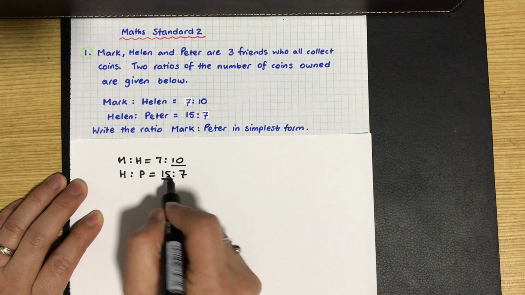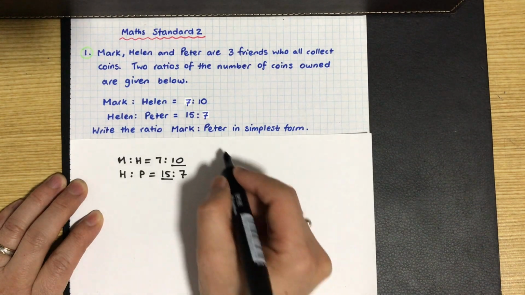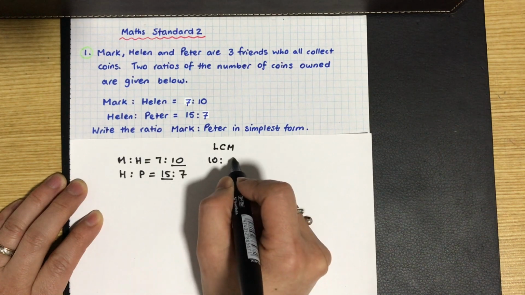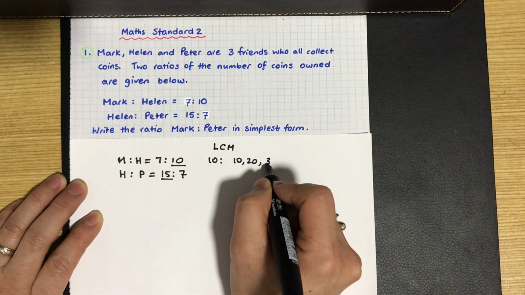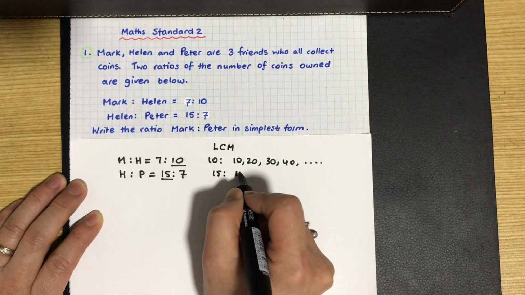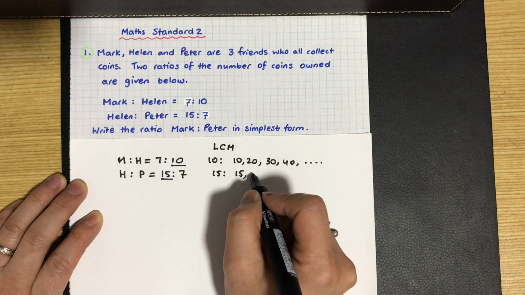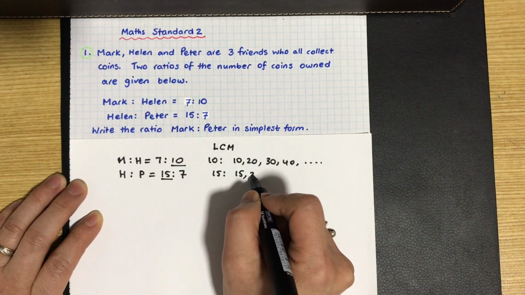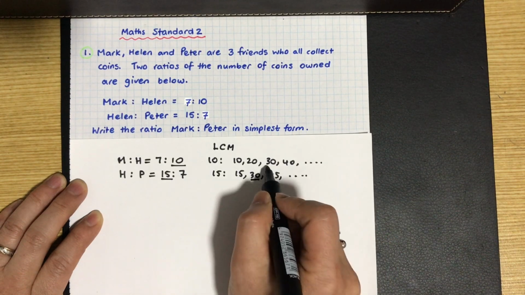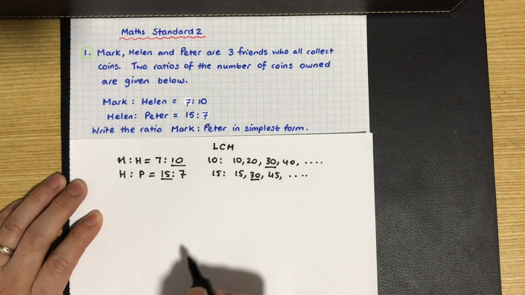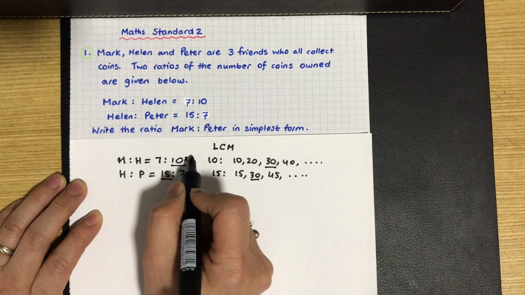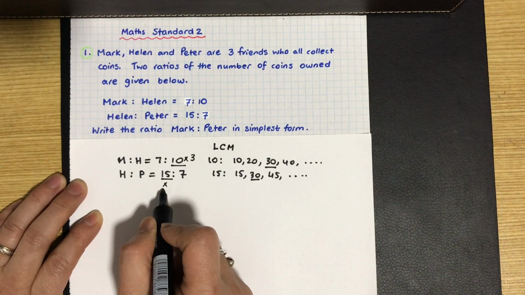I need to make this 10 and 15 the same, and I'm going to use lowest common multiple. So 10 will go 10, 20, 30, 40 and so on. 15, we've got 15. It's like 1 times 15, 2 times 15, 30, and then 45 and so on. So the lowest common multiple is 30. So I need to change that 10 and 15 to 30 by times by 3 here, times by 2 here.